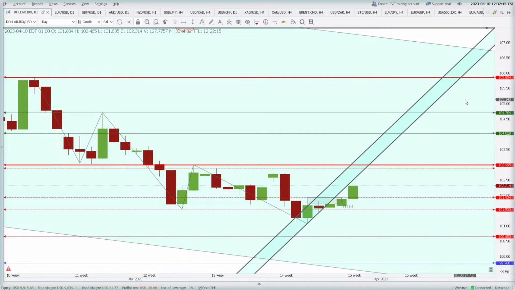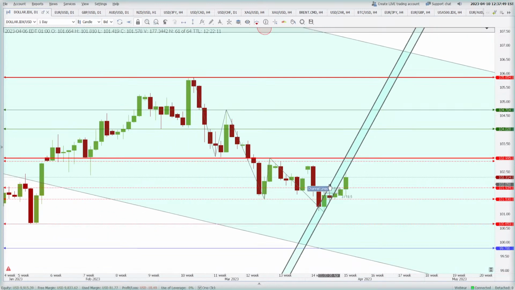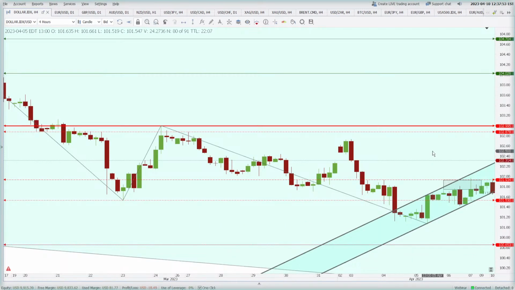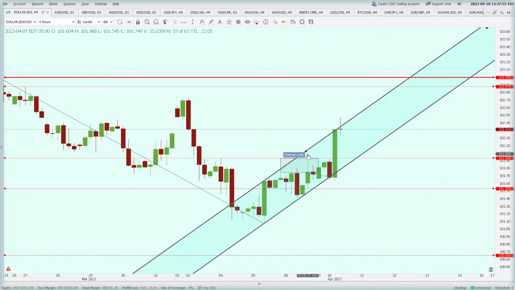Oh, so quick, nice. So yes, the price is headed towards that. On the 4 hour, the market structure has shifted to a buy.